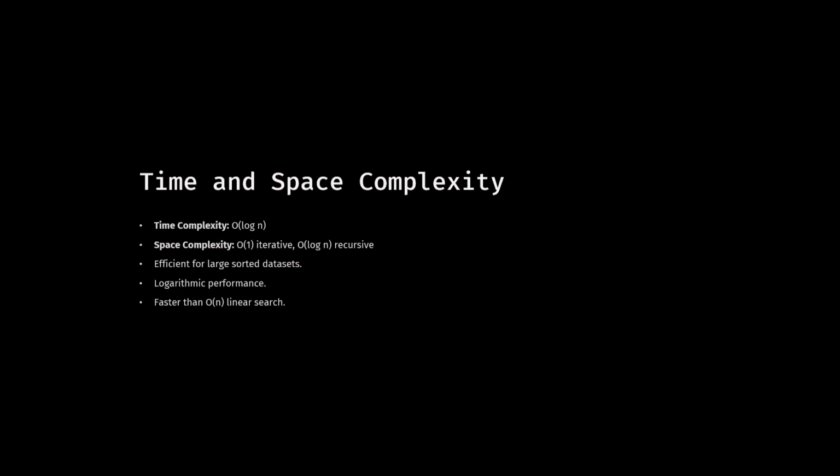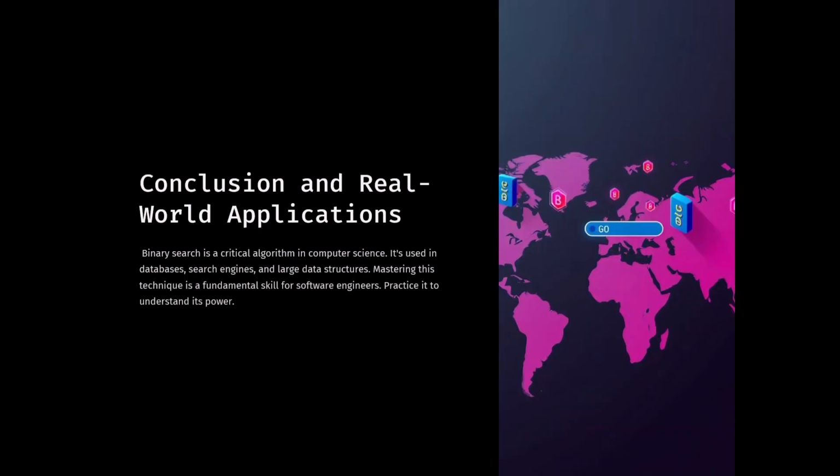And let's discuss the time and space complexity. All right. How efficient is this algorithm? Time complexity is big O of log n because every time we divide the array into half, right? So the time complexity is big O of log n. The space complexity is big O of 1. We don't use any extra space. This is way better than linear search, which takes big O of n time. So binary search is clearly a winner for sorted arrays.